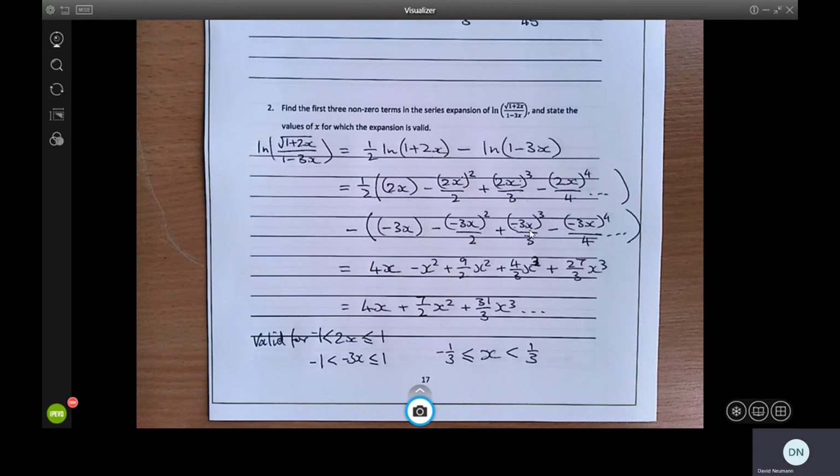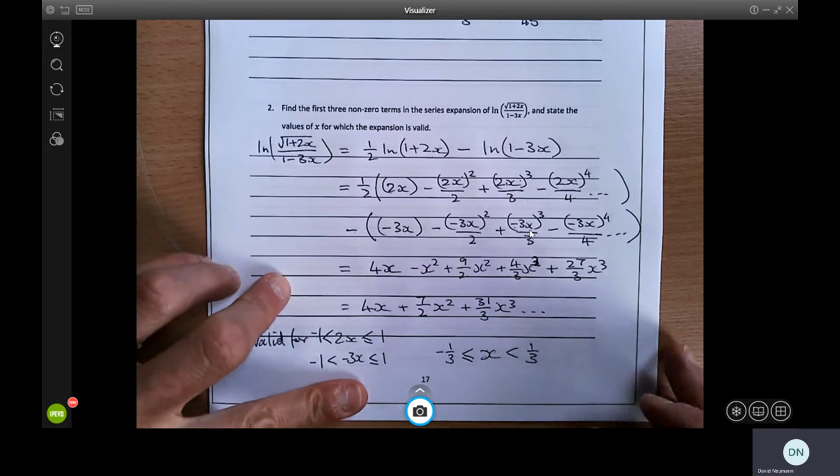Okay, so there's the first two examples. Next example we've got on the next page.